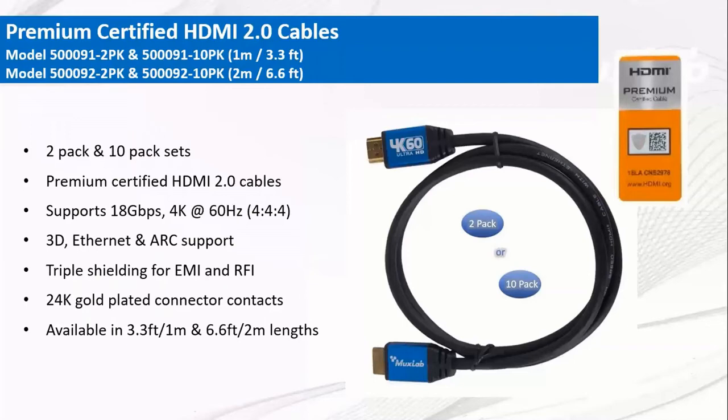Also, to complete the line, we had a lot of requests for offering some cables to go along with some of our devices. So we've come out with two variants of a premium certified HDMI 2.0 cable, which supports up to 4K 60 444. It comes in a 1 meter flavor and 2 meter option. They also come in either a 2-pack or 10-pack kit. So depending on your needs, you have various options available to you.